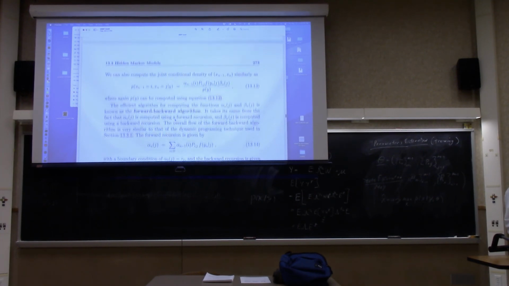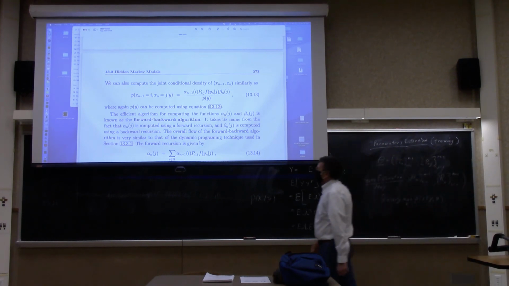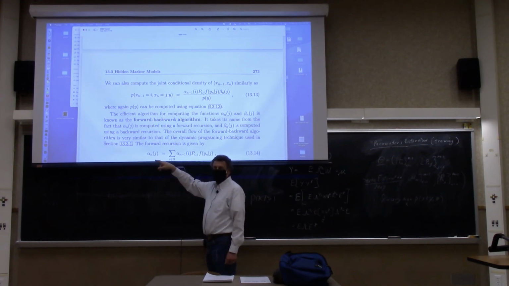Okay. There's a recursion for the alphas. You can compute the alphas by recursing in time. So the alphas are computed like with a forward iteration.